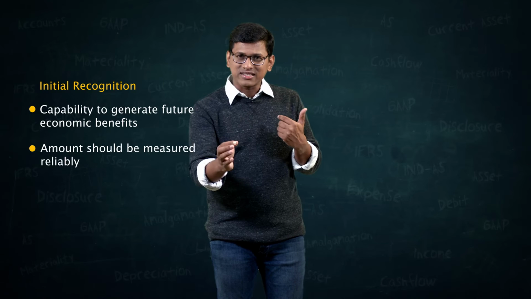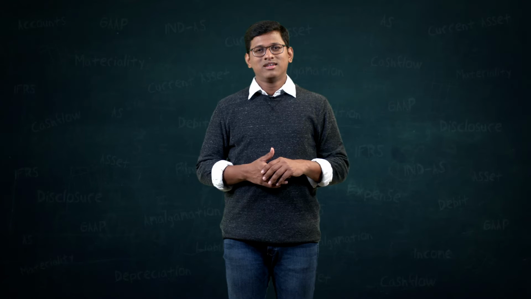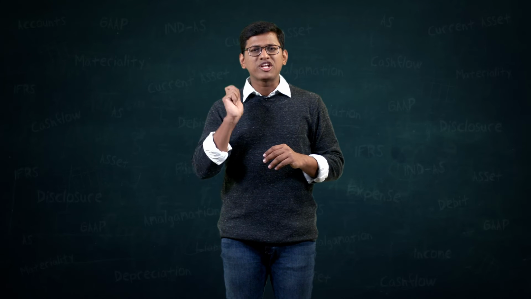So as per the accounting standard, if we actually understand what the standard says, these are the two aspects. An intangible asset shall be recognized if and only if it is probable that expected future economic benefits that are attributable to the asset will flow to the entity, and the cost of the asset can be measured reliably. Right. So we discussed the date on which the intangible asset should be recognized.